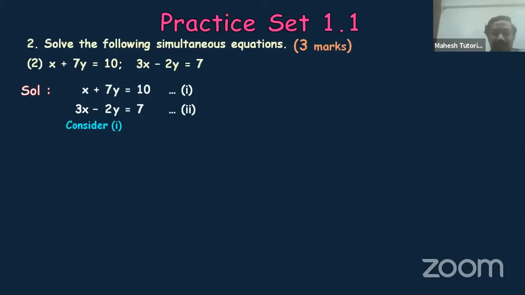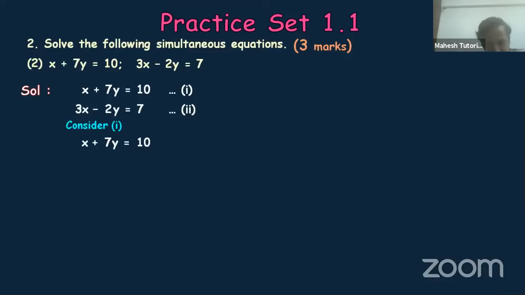But sir, supposedly by mistake I considered equation 2. It's perfectly fine. In fact, the step says that you can consider any one equation of your choice. But why are we considering the equation with a lower coefficient is just to make our calculation simple. All right, take it. So here I am considering the first equation, that is x plus 7y is equal to 10.